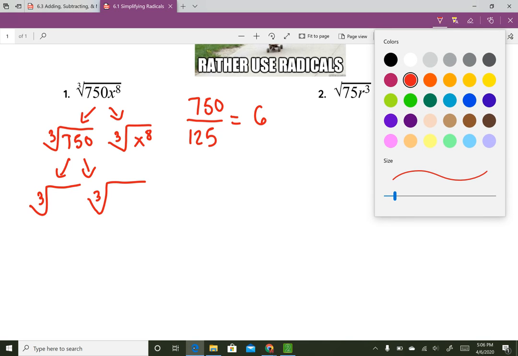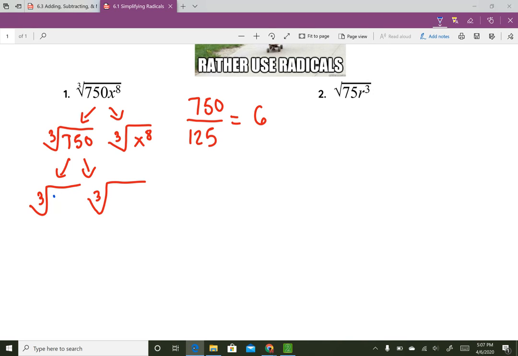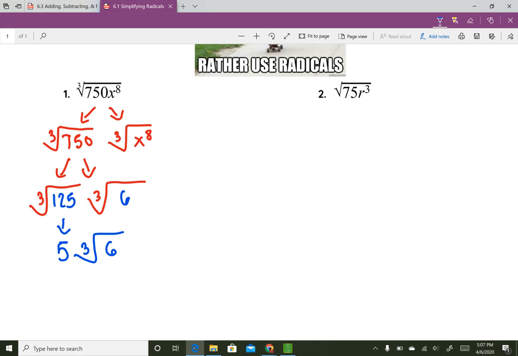Now we can split this up into 125 and 6, because 125 we can simplify, 6 we cannot. What I mean by that is this: what's the cube root of 125? You can look at your list, or you can memorize it like me. It's 5. And then we get the cube root of 6. We can't simplify that anymore, so that's all we can do.